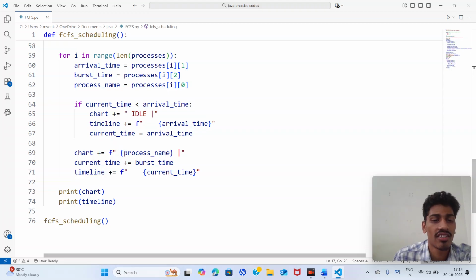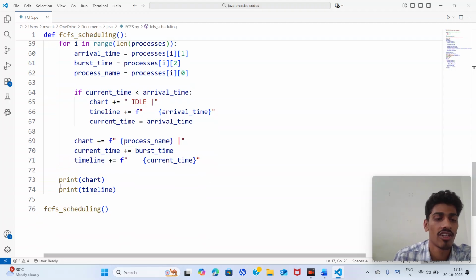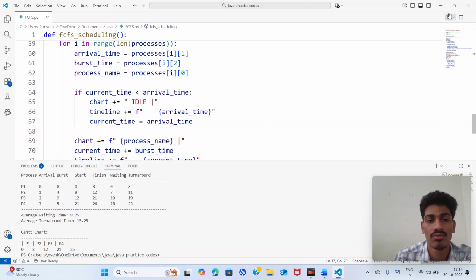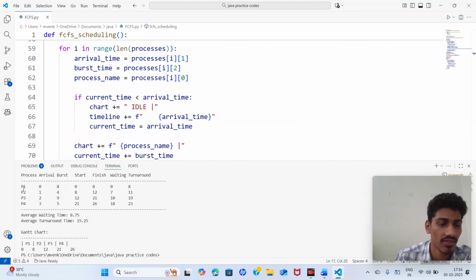Again, we have the same CPU idle condition. If the current time is less than the arrival time, then the chart shows idle. If not, we add the process name to the chart, and add the burst time to the current time. The timeline gets plus equals the current time, and we print the chart and the timeline.